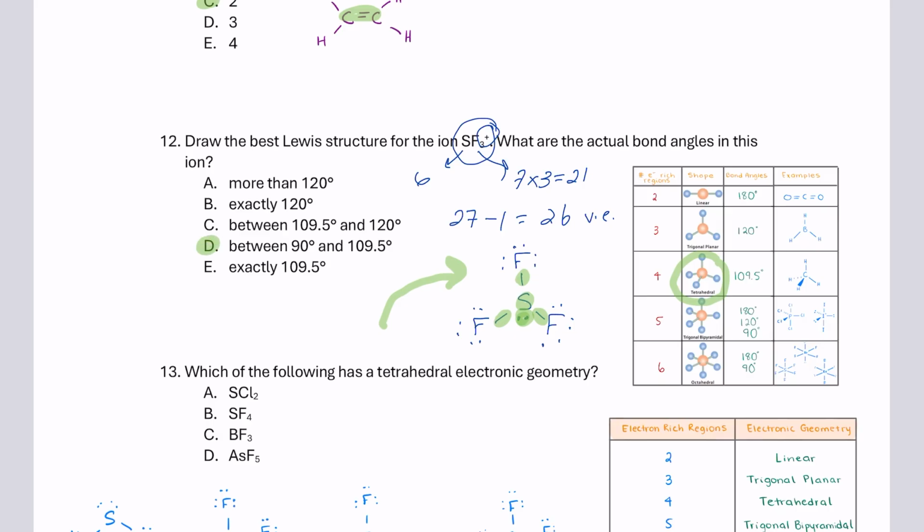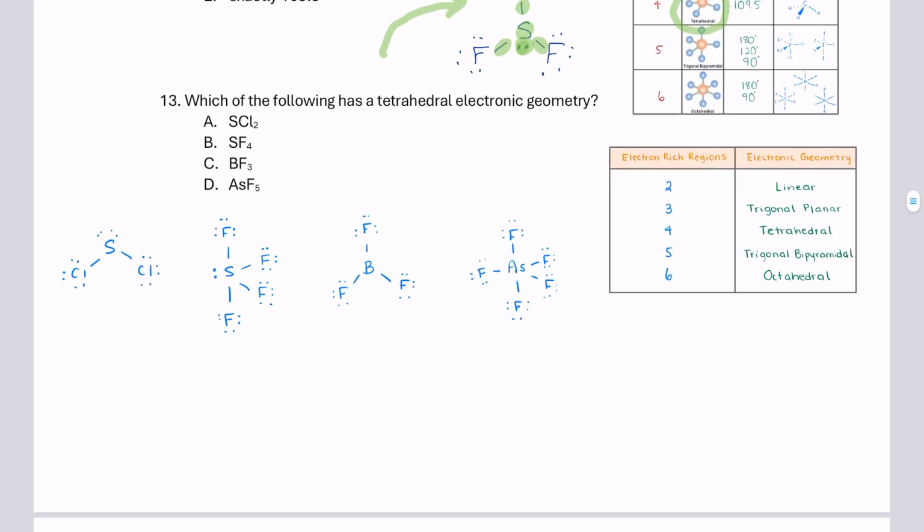Problem 13 says, which of the following has a tetrahedral electronic geometry? I went ahead and drew out options A, B, C, and D. All we need to do is count the number of electron-rich regions that surround the central atom. If it's equal to 4, then it's going to have a tetrahedral electronic geometry.